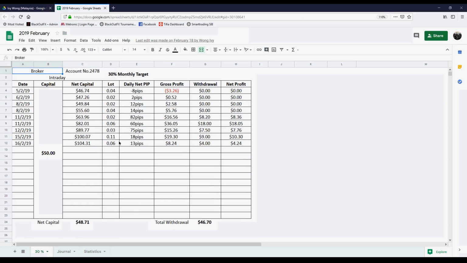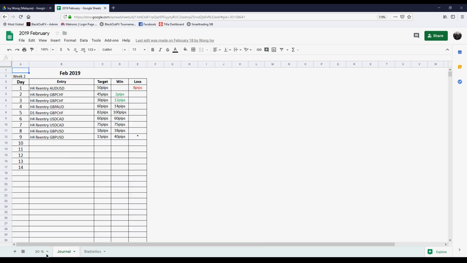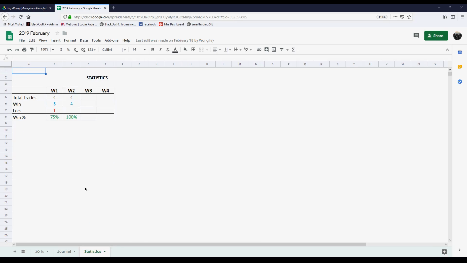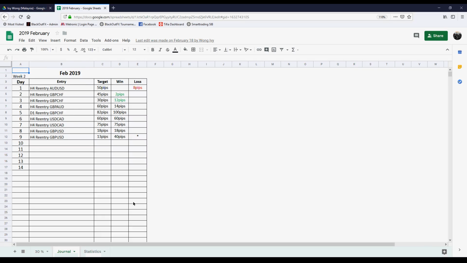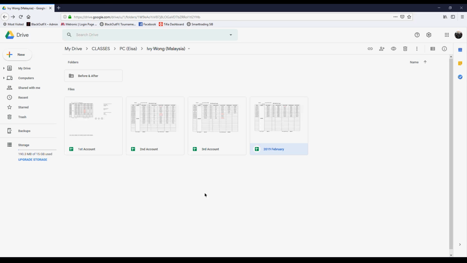So she started again with $50. On her fourth account, still maintaining the 30% monthly, she still managed to grow it by 80%. As you can see, her statistics are getting much better as time goes on. So I hope with this example, you guys are able to learn from this.